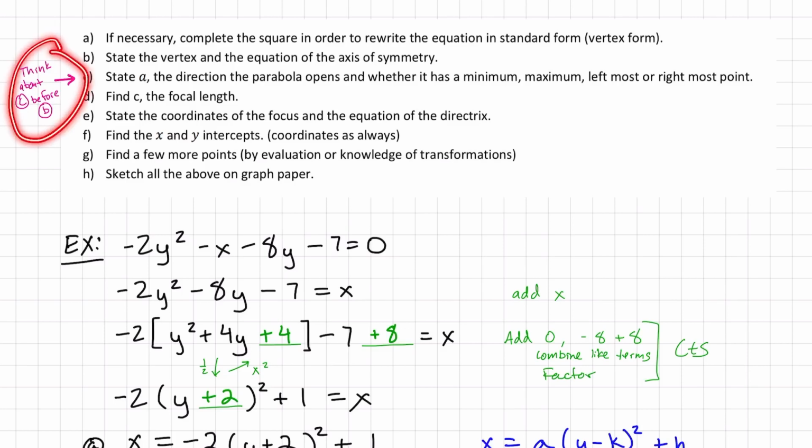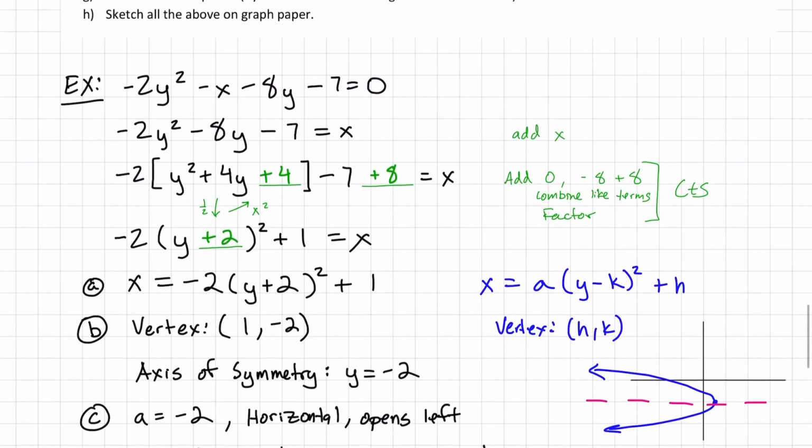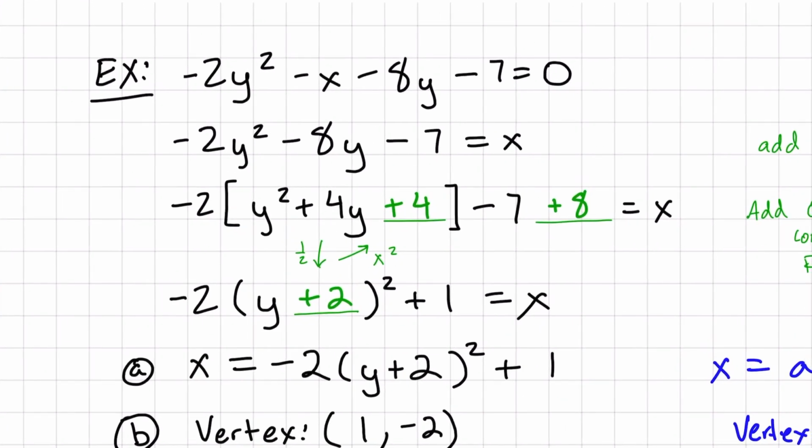Just a note here is that, like I said earlier, I like to think about the A and the direction that it opens before I deal with the vertex and the equation of the axis of symmetry. It just helps me wrap my head around what's happening with the parabola when I analyze this A before dealing with that B. All right, so here we have -2y squared minus x minus 8y minus 7.